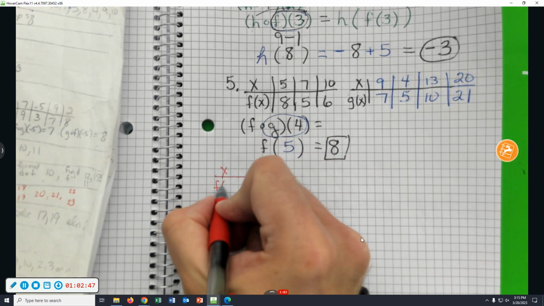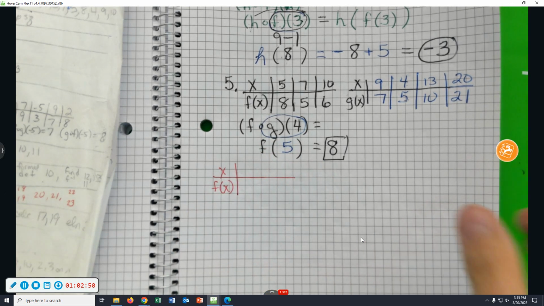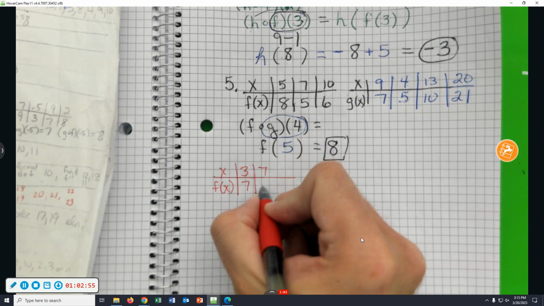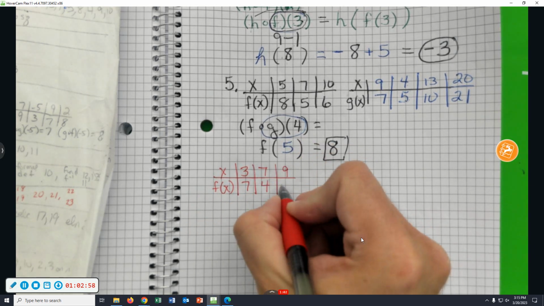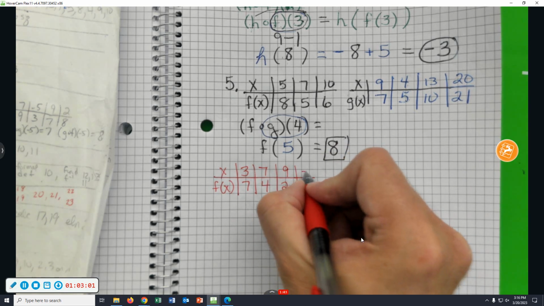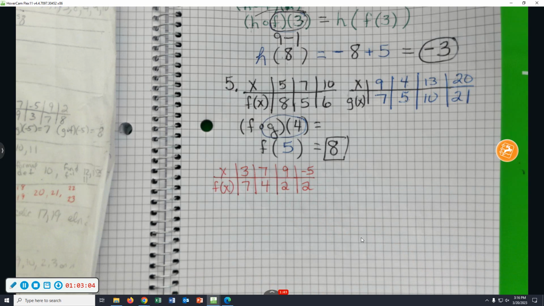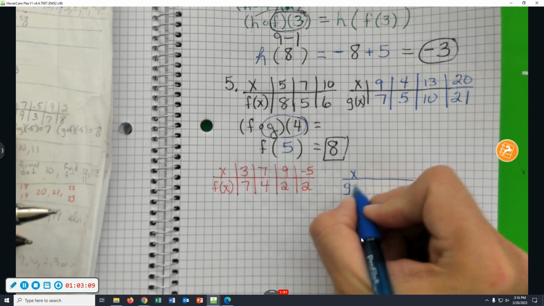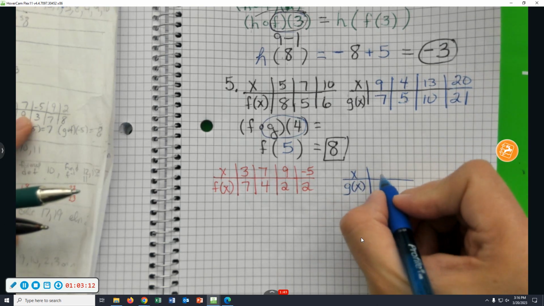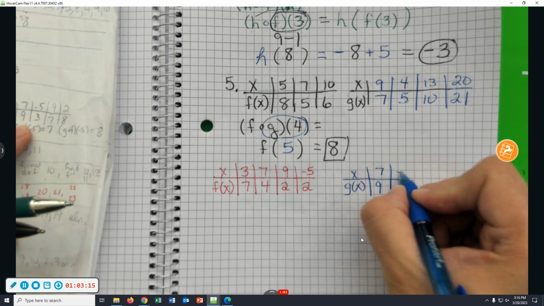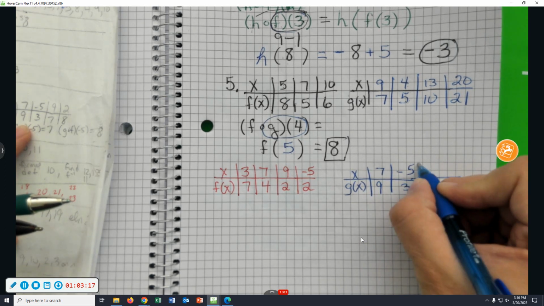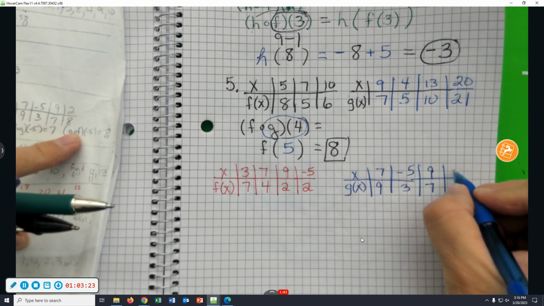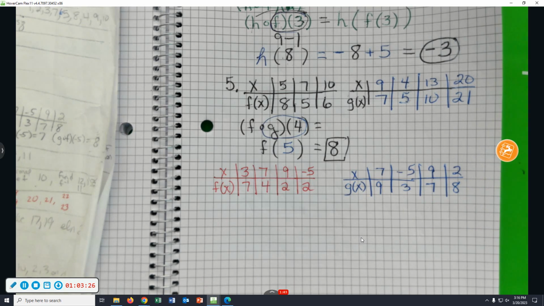I'll put my F table in red. 3, 7, 4. Yes, it's the same type of problem, but I want the same numbers appearing a lot, just to make sure you're getting the pattern. 7, 9, 5, 3, 7, 2, 8. Okay, so there's my 2 tables.